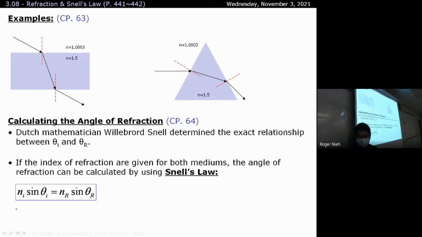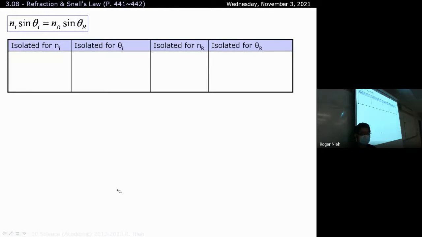Once again, as a reminder, this equation has four variables. All right. So you have Ni as a variable, theta I as an angle as a variable, Nr, and theta R. All right. So we're going to go through the exercise of isolating for each of these variables. And again, make sure you practice away at this. Because when it comes to test time, I'm just giving you the formula as is, and it's up to you to know how to rearrange the equation in the four different ways. We'll start off by rearranging for Ni. Okay, so how do we do that?